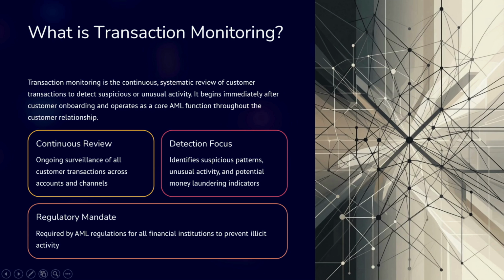Banks monitor transactions to detect money laundering, detect fraud, identify unusual behavior, and comply with AML regulations. Transaction monitoring answers one key question: is the customer using the account in a way that makes sense? AML is not about stopping all unusual transactions, it is about identifying suspicious patterns. This is why transaction monitoring is continuous and ongoing.